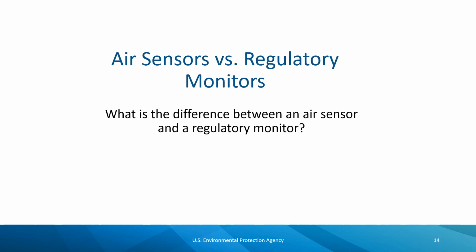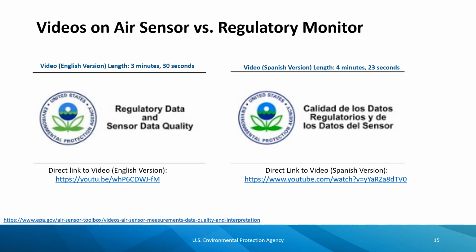This next topic focuses on the differences between air sensors and regulatory monitors. EPA developed a short video that introduces the kinds of outdoor air quality data collected by EPA, states, local air agencies, and tribes, and how those data compare to sensor data. We will now watch this video.